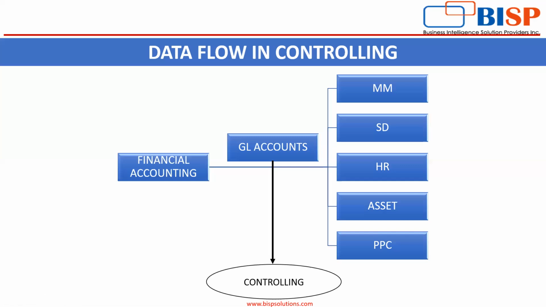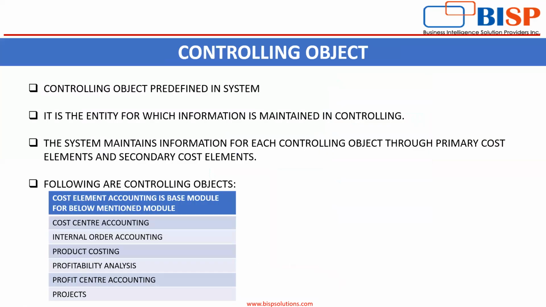With this, we also need to understand one more concept, that is the concept of a controlling object. Now, what is a controlling object? In FI, we post expenses and revenue in GL with reference to modules like AP and AR. Similarly, in controlling, there are controlling objects with reference to which we maintain, process, and analyze data. The system maintains information for each controlling object through primary cost elements and secondary cost elements. We shall be studying these in detail in our future classes. So right now, we are mainly focusing on understanding the concept of controlling, why controlling is important, and how controlling is operated in the SAP system.